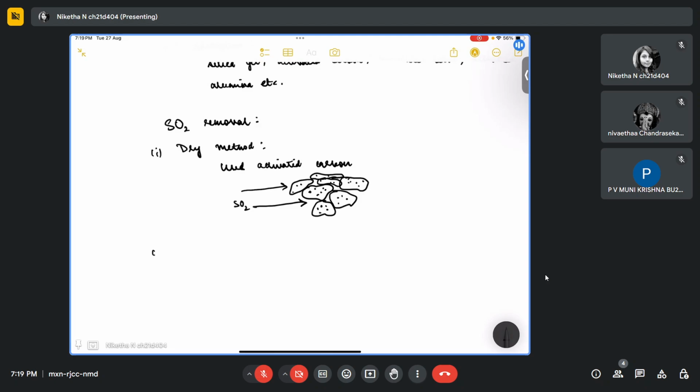And then we can have wet scrubbing, where we can use limestone.